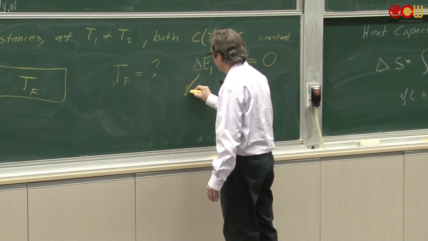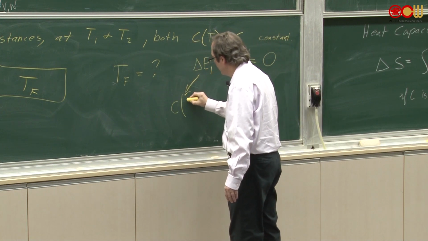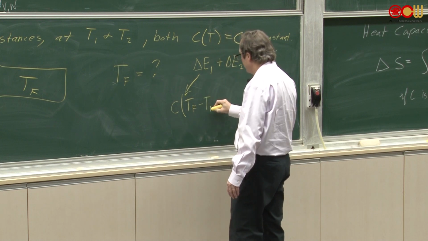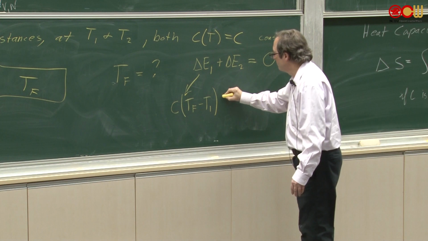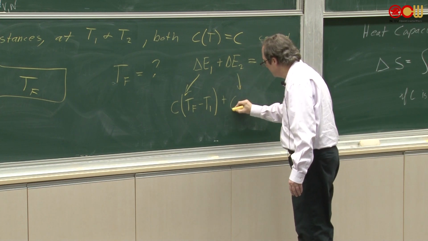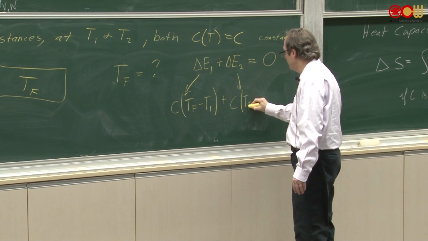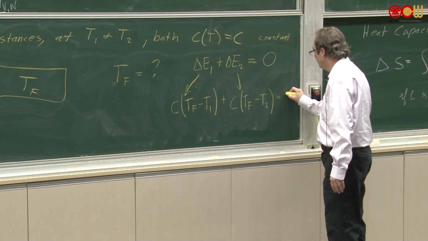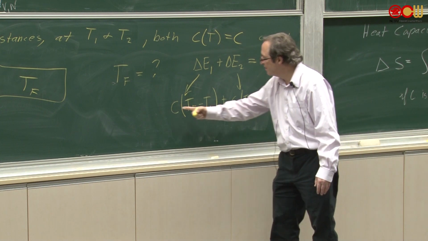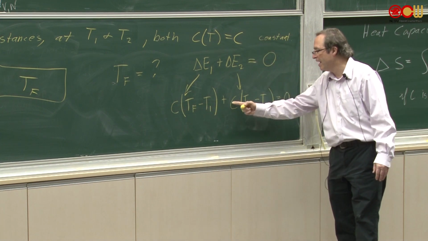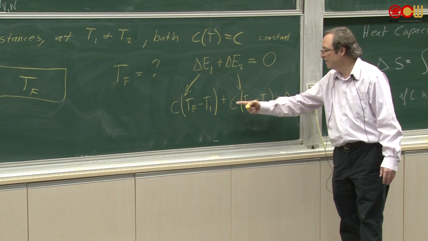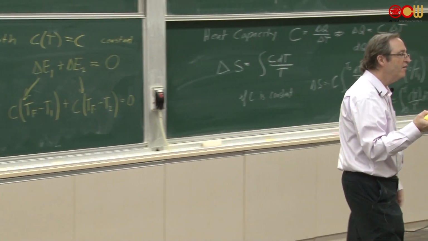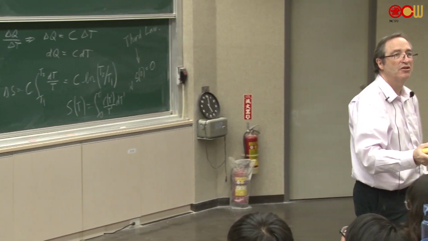Well, this is C times (T final minus T initial) plus C times (T final minus T2) equals 0. And the fact that they're the same heat capacitances means that we can use the same C there. Everybody agree?